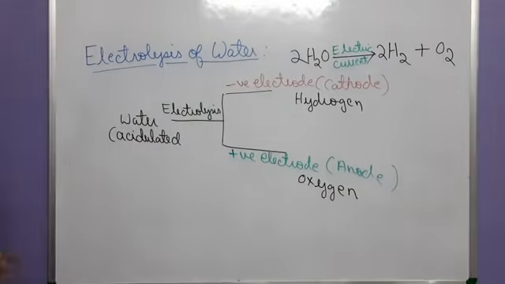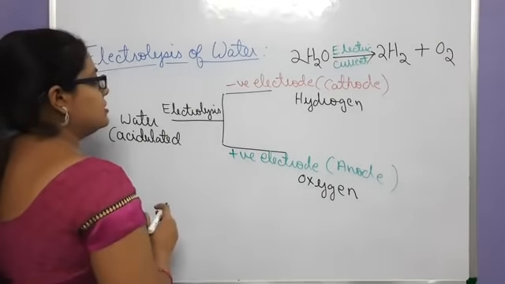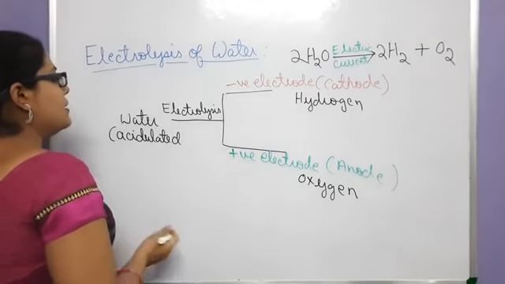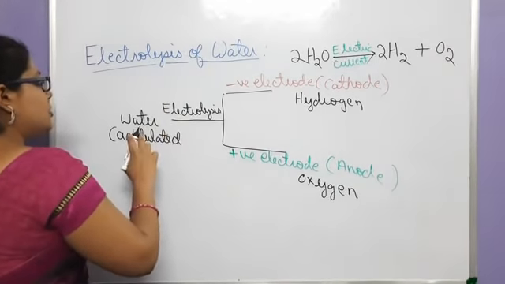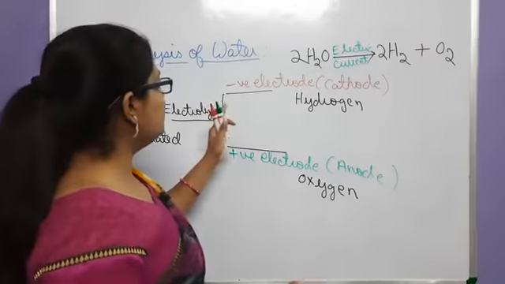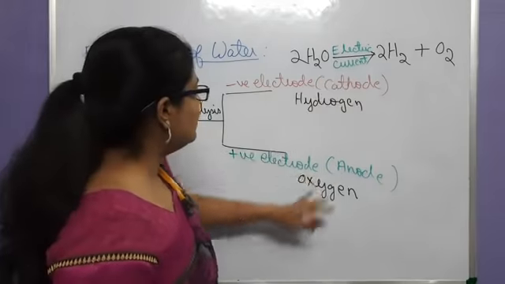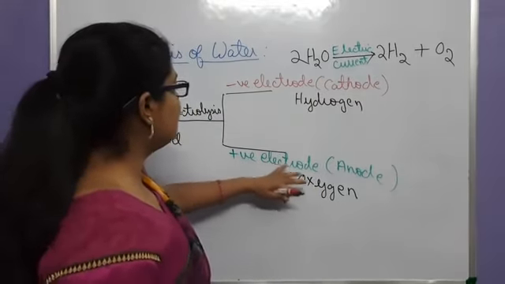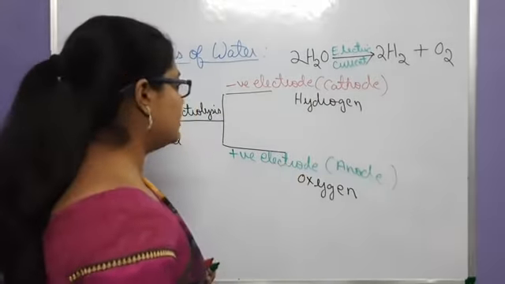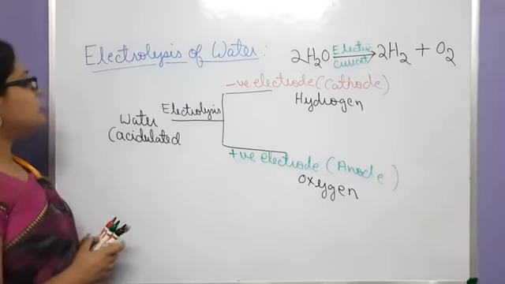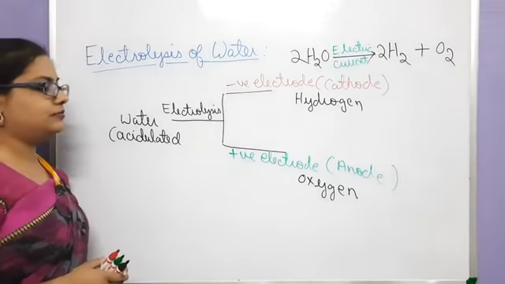So like this, the process of electrolysis is carried out. When electric current is passed through the acidulated water, it splits into hydrogen and oxygen. Hydrogen will be collected at the negative electrode, that is the cathode, and oxygen will be collected at the positive electrode, that is the anode. I hope the electrolysis of water is clear to you all.